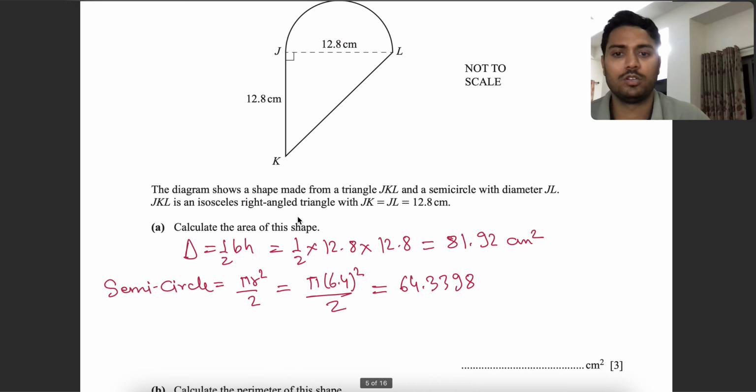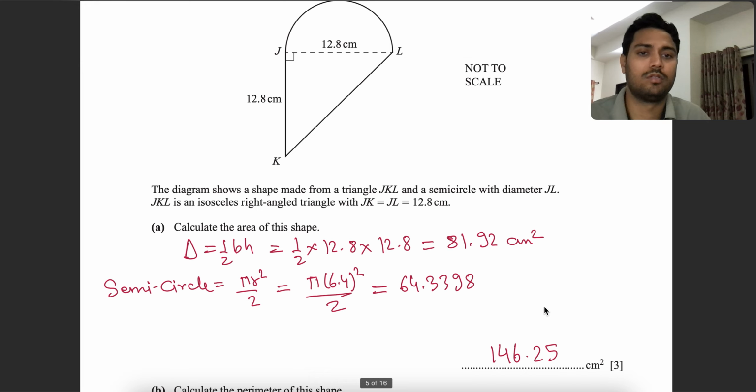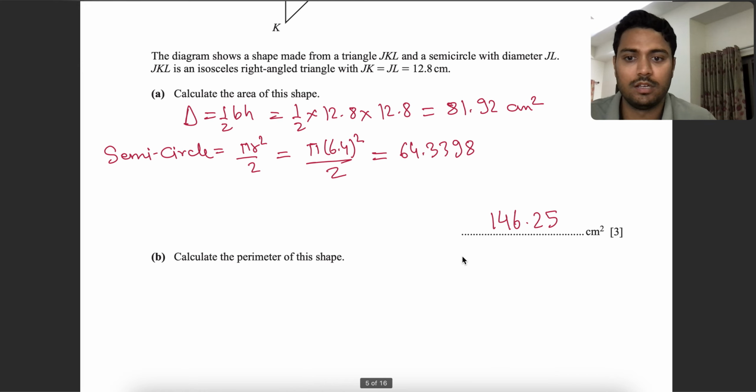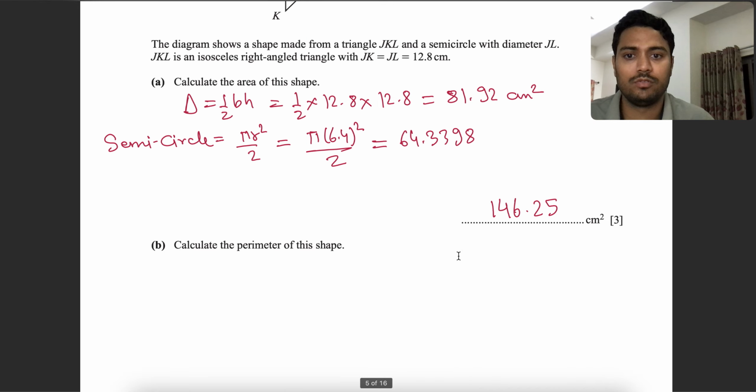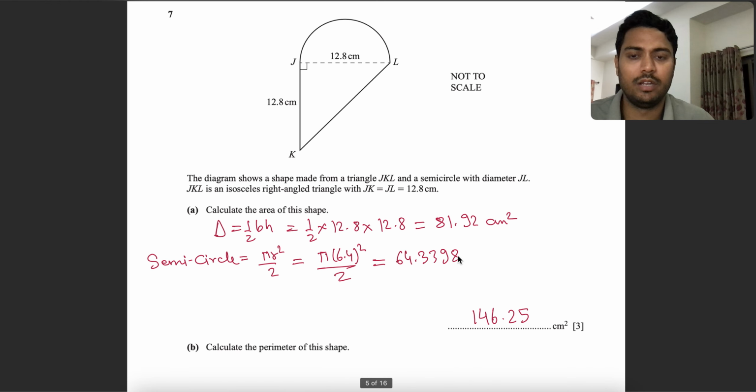64.3398, and because we have to find the area of the whole shape, this plus 81.92, and the answer is 146.25 or 26. So that's the answer. Calculate the perimeter of this shape. We have to find the perimeter of this shape.